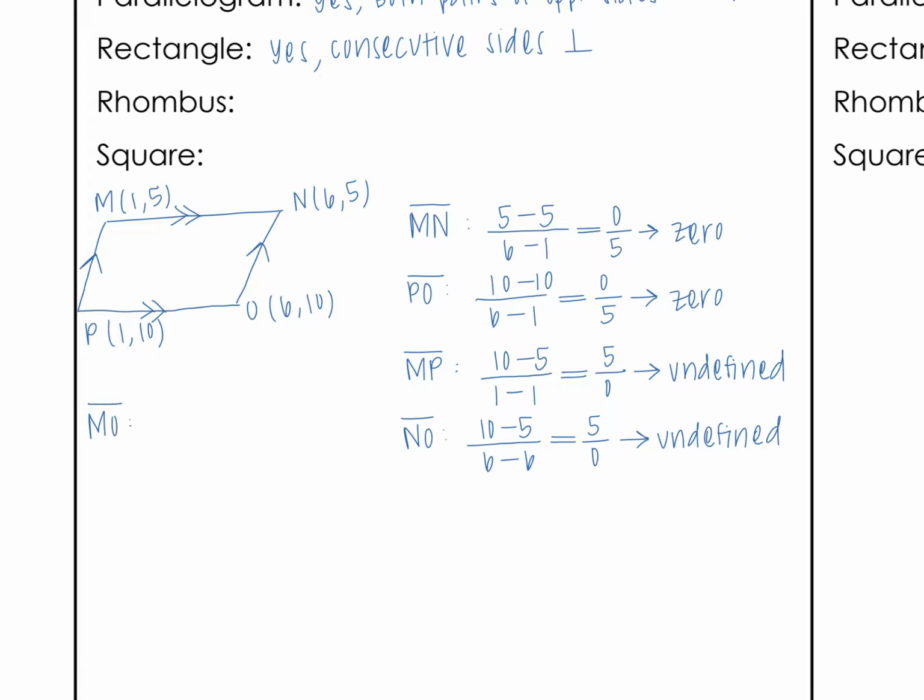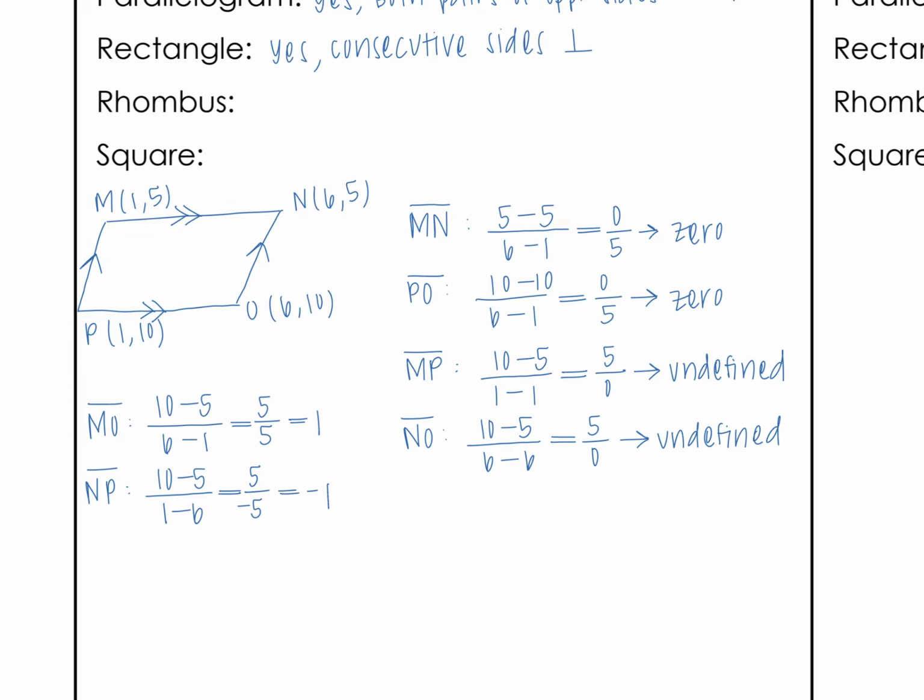MO, which will be 10 minus 5 over 6 minus 1. 10 minus 5 is going to give me 5 over 5, which will just give me 1. And then find the slope of the other diagonal, NP. So 10 minus 5 over 1 minus 6. Get that 5 over negative 5 this time, which is just going to be a negative 1 slope.